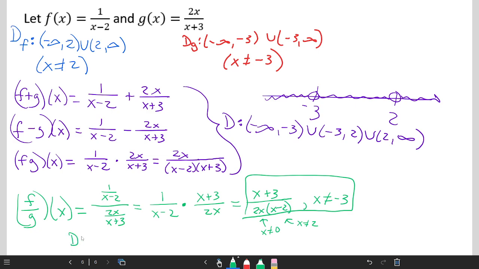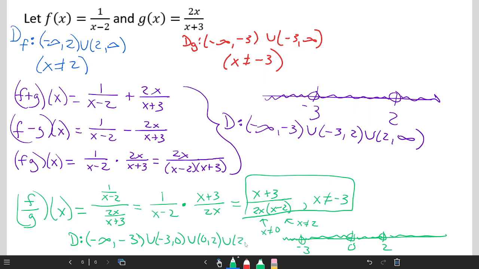When we're asked for the domain, though, we do need to think about the fact that we can't use now 0 or 2 or -3. And so we have 3 numbers now that we're skipping on the number line. So we're going to need an extra interval to write down this domain. So -infinity to -3, -3 to 0, 0 to 2, and 2 to infinity.